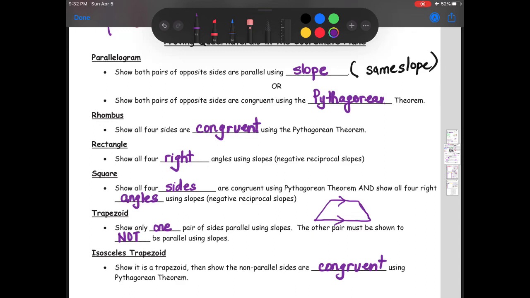Isosceles trapezoid. The first thing you're going to do is prove this. First, you need to do this. So first thing you will do this, and this will be your second part to it.